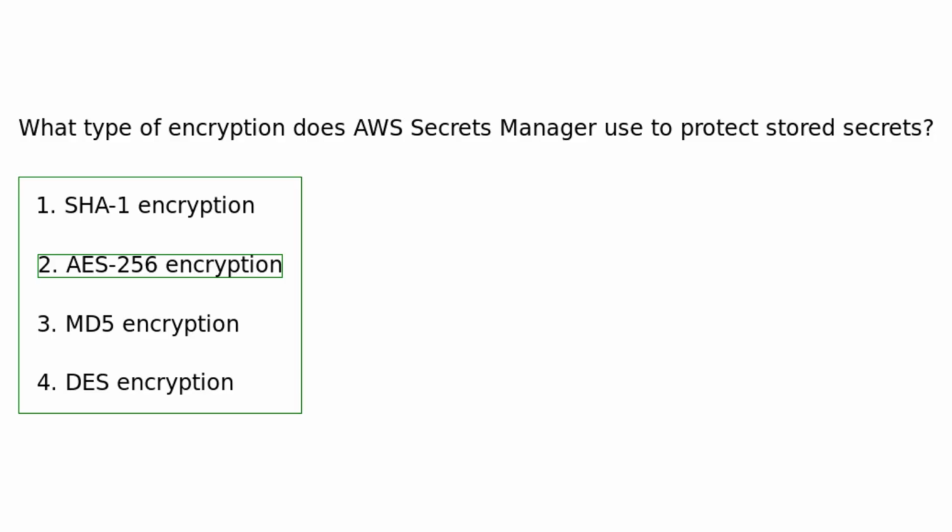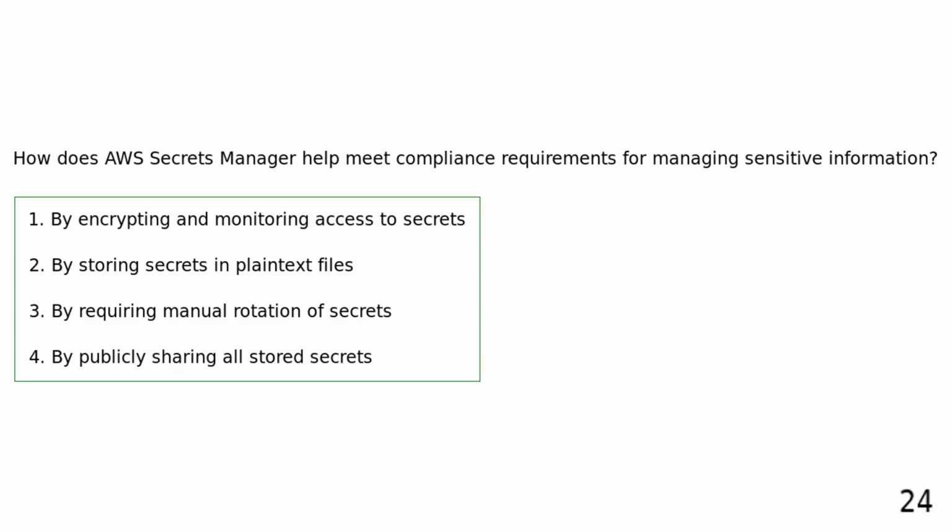rest and in transit. How does AWS Secrets Manager help meet compliance requirements for managing sensitive information? By encrypting and monitoring access to secrets. By storing secrets in plaintext files. By requiring manual rotation of secrets. By publicly sharing all stored secrets.